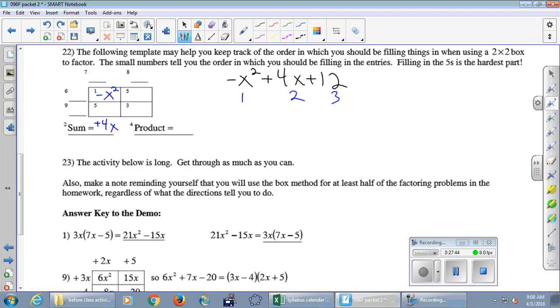And then where does 3 go? Bottom right. We know the number without x's goes in the bottom right. Again, include the sign. That's a positive 12 down there. 1, 2, 3. Right? They all have a home.